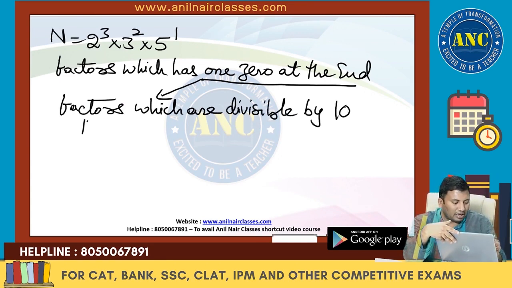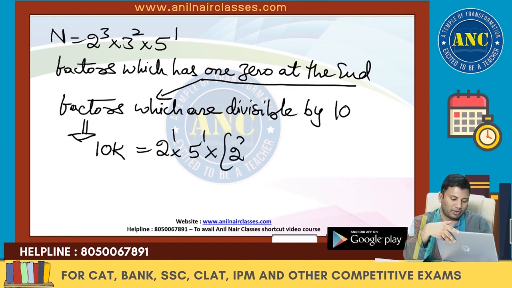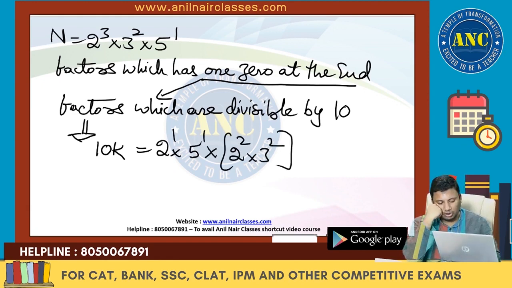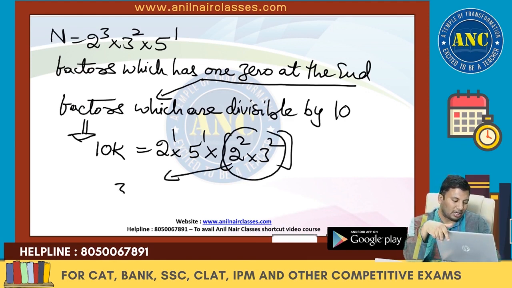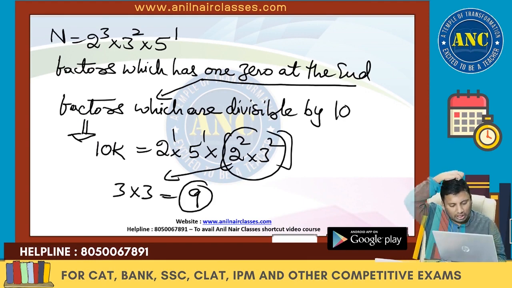Any factor which is divisible by 10 is 10k. This is 2 into 5. Remaining is 2 square into 3 square, out of 2 cube into 3 square into 5 power 1. These entire factors are 3 into 3, it is 9. I hope it is clear.